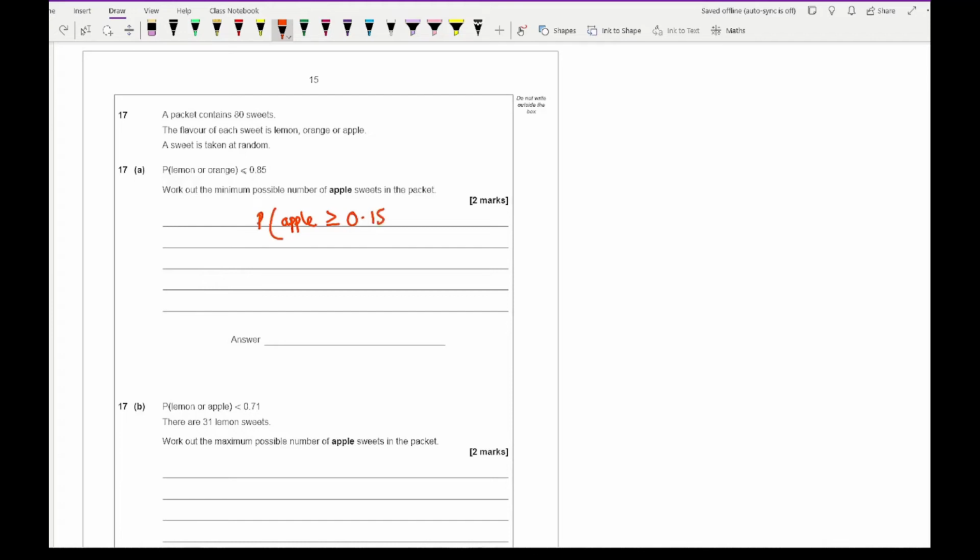Now for this, all we then need to do, so 15% is going to be the lowest percentage of apple sweets we're going to have. So what you need to do is work out 15% of 80, which gives us our answer of 12.